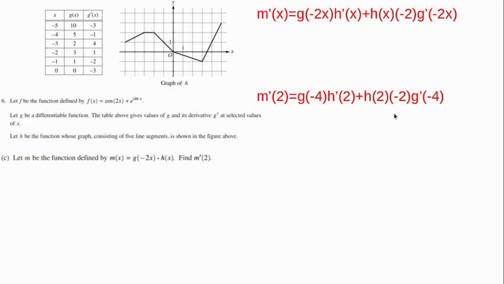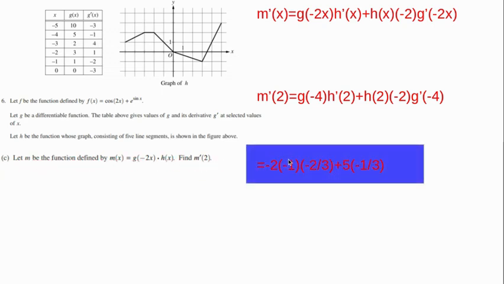So now you need to go ahead and find your values to plug in. Looking at g of negative 4, x is negative 4 here, so g of negative 4 would be 5. h prime of 2 would be our slope at h of 2, so here's h of 2 right here, and that slope is going down 1 over 3, negative 1/3. h of 2 will be negative 2/3, about negative 2/3 right there. And then negative 2 times g prime of negative 4, which would be negative 1, as you can see here. So the number is negative 2 times negative 1 times negative 2/3, plus 5 times negative 1/3.